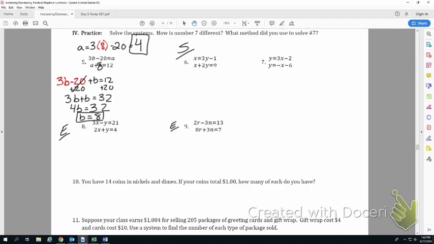Let's look up at 7. How would I do 7? What was the answer? You can multiply the bottom by 3 so that 3x, and okay, you could do that. There's a little bit easier way. How else could I do that one?